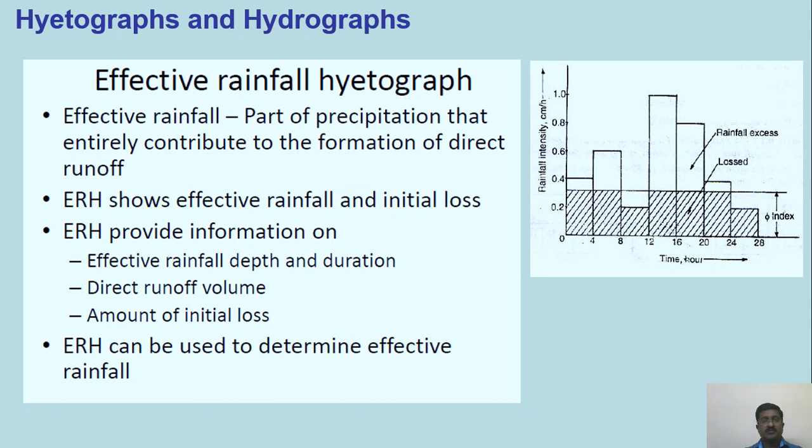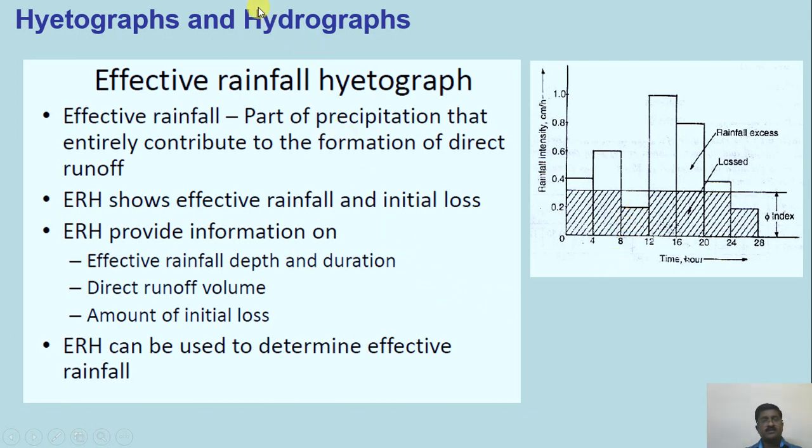Now what is effective rainfall? Part of precipitation that entirely contributes to the formation of direct runoff. It shows effective rainfall and initial loss. It also provides information on effective rainfall depth and duration, direct runoff volume, amount of initial loss. It can be used for determining the effective rainfall. Also, if you remember, we have calculated the phi index and W index by using the hydrograph.